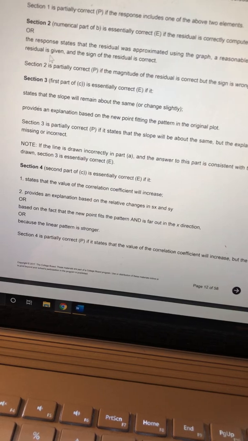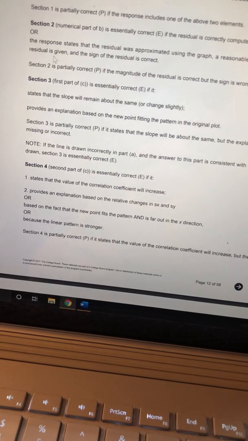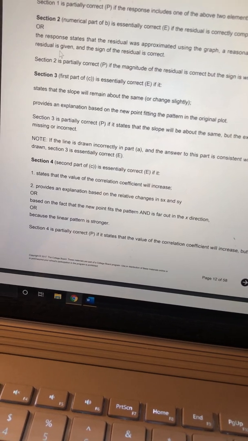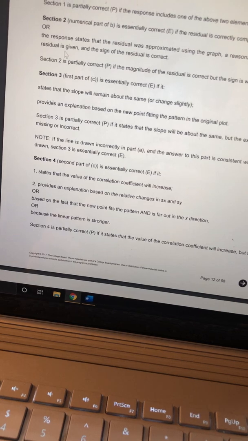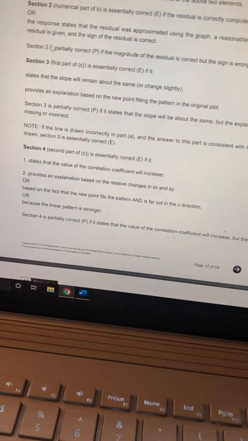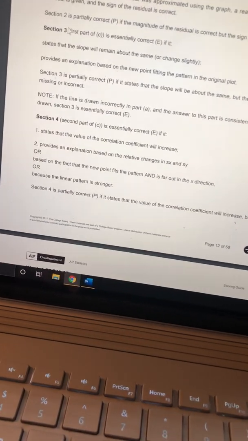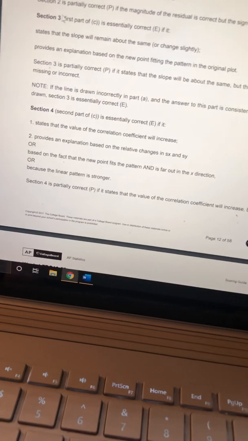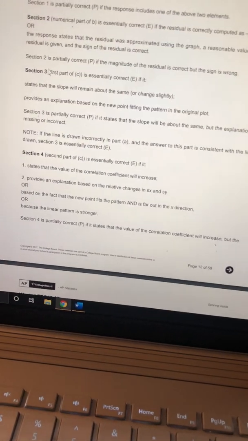In section 3, the first part of C, we get an E because we said the slope would remain about the same and provided an explanation. And for section 4, the second part of C, we'd also get an E because we stated that the value of the correlation coefficient will increase, and we provided an explanation of why.